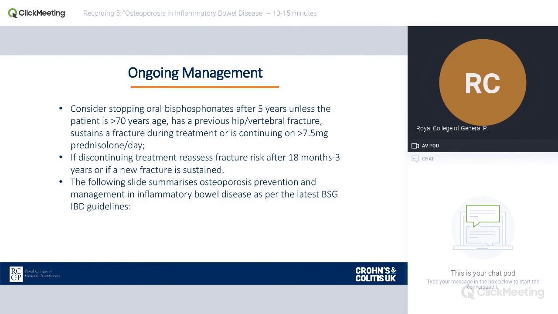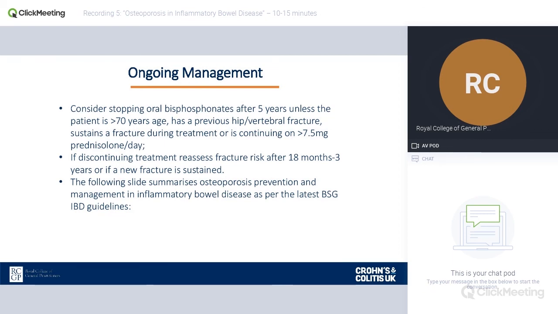So the osteonecrosis of the jaw and these atypical fractures that we've seen associated with bisphosphonate use tend to occur in patients that have been on them for longer than 5 years. So I think we need to consider stopping the oral bisphosphonates after 5 years of use, unless the patient is greater than 70 years of age, and actually I think in some guidelines that's considered 65 years of age, or if they've had a previous hip or vertebral fracture, if they sustain a fracture during treatment, or if they're continuing on a significant dose of steroids.